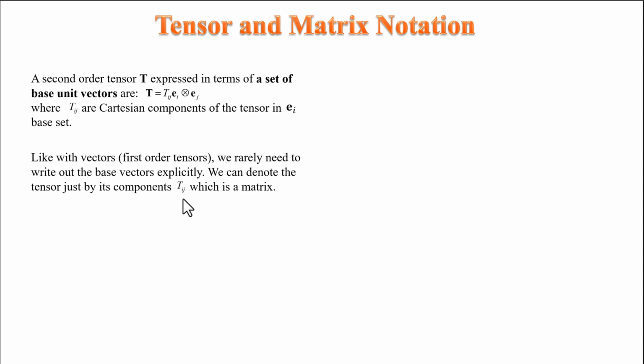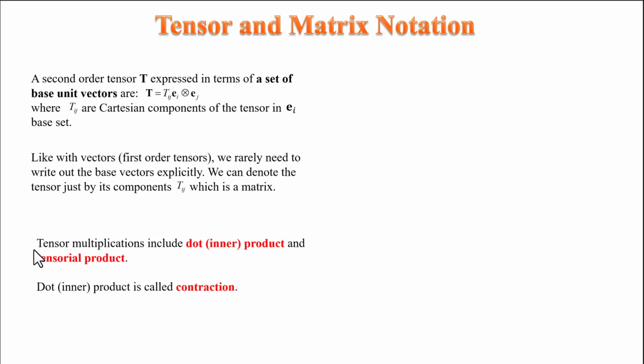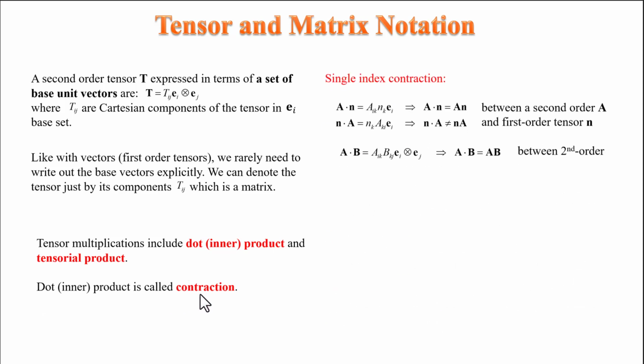We use matrix to present the Cartesian components of a tensor. Tensors can multiply, and the tensor multiplications include dot or inner product and tensorial product. We are going to use dot product only in this course. Dot product or inner product between tensors is called tensor contraction.